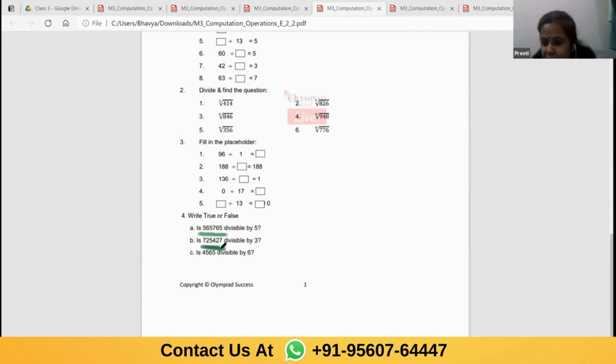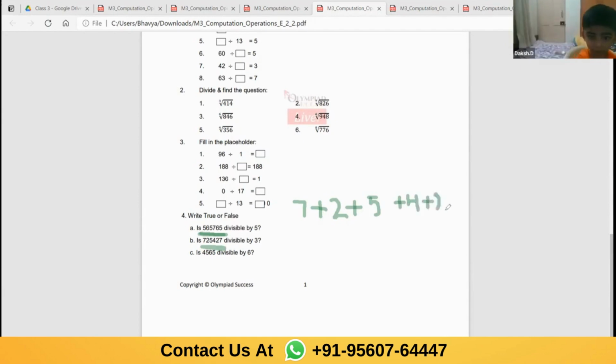Daksh, could you tell me whether this number is divisible by 3 or not? Or tell me how can I check whether this is divisible by 3 or not? We have to add all the numbers. Okay, so I have to add 7, then 2, then help me Daksh, then what next? 5, 5, then 4, then 2, 2, and then 7. So what do I get when I add them up? Quickly, everyone do it.